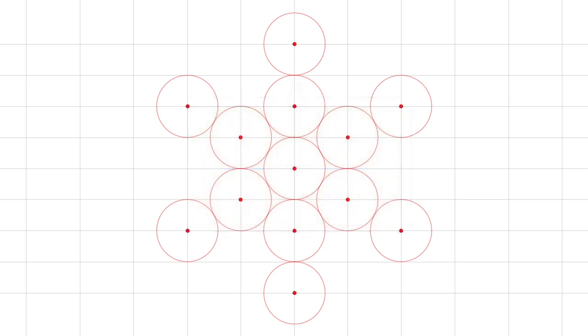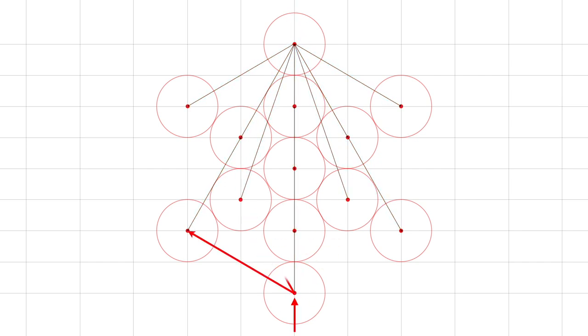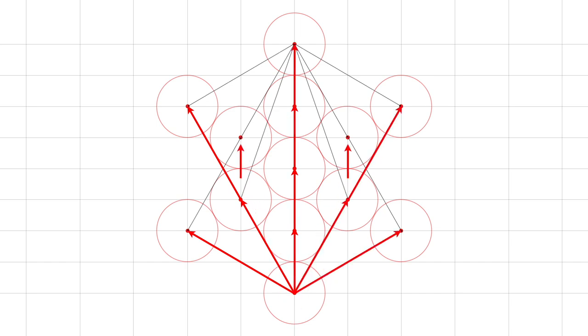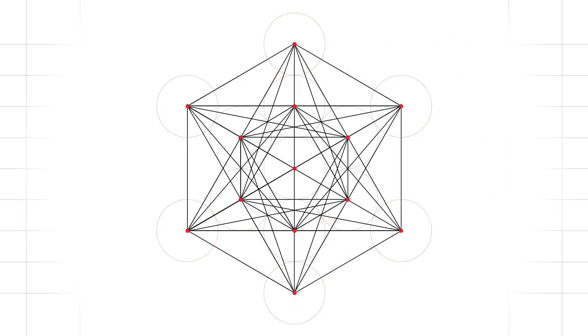Grant intuited that if there was a simple key to the seeming complexity of the Giza pyramids, it must be found somewhere within the inherent geometry created by connecting every center of the 13 equal circles to every other center, which, when accomplished, looks like this.